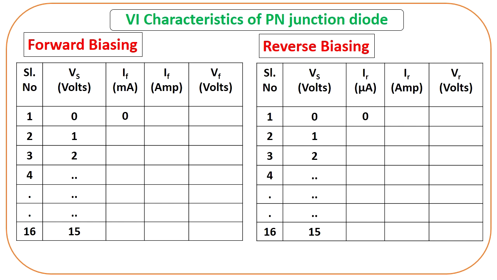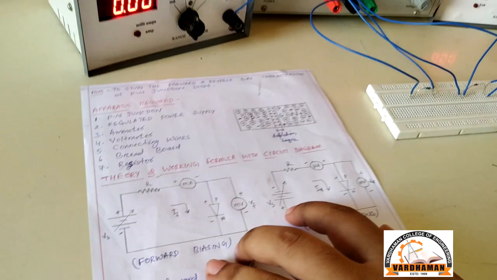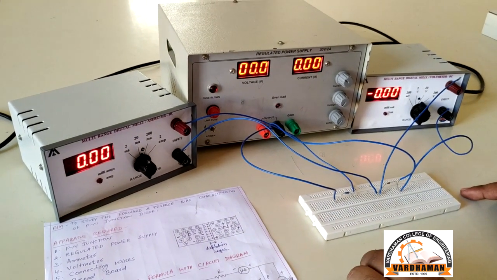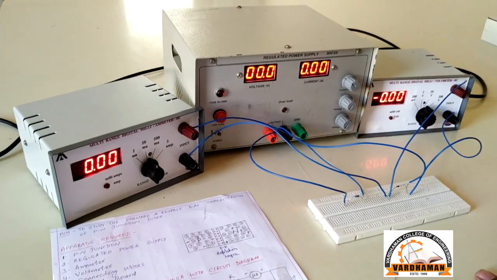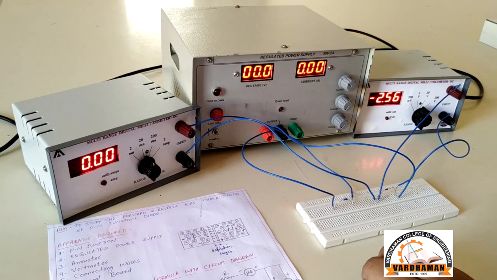So first you have to increase the source voltage from 0 to 30 volt in steps of 1 volt, and then you have to measure the current and voltage drop across the diode in both forward and reverse bias. Okay, now how you can measure the voltage and current in both forward and reverse bias. Now I will tell you the circuit diagram, the main apparatus, how it will look, and how you can connect the circuit in both forward and reverse bias.